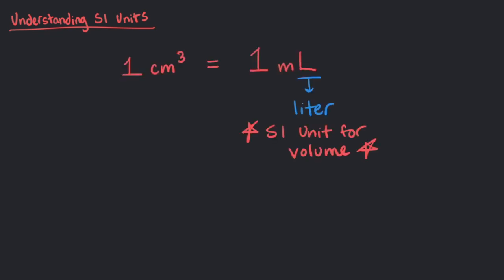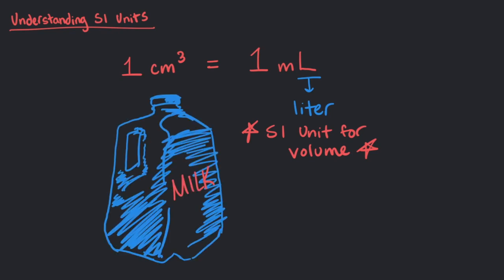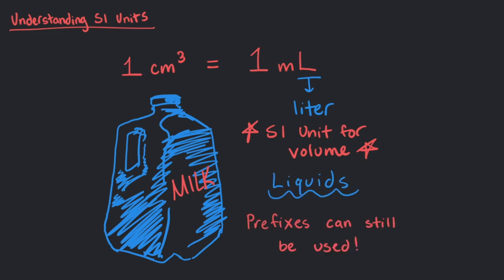Lastly, a fun fact is that 1 cubic centimeter equals 1 milliliter. A liter is the standard unit of measurement for volume and is about the size of a jug of milk. Liters are helpful for finding the volume of liquids, and everything that we learned about prefixes still applies.